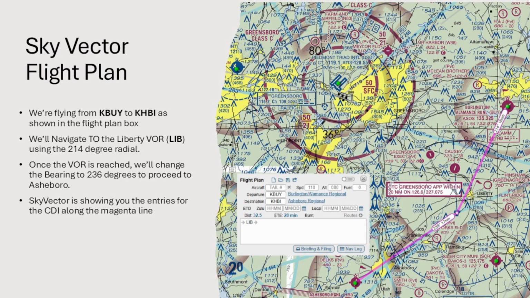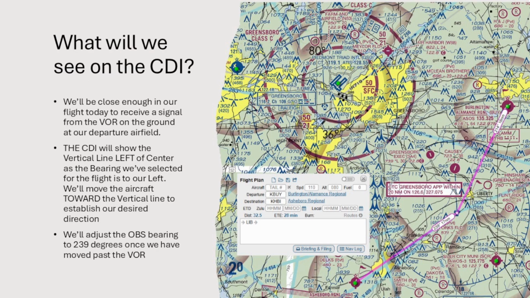So again, not going to belabor the point on that. Also, what are you going to be seeing on the CDI? In this particular case, we are so close to the Liberty VOR that as soon as you key in the frequency for the VOR, you're going to see the course deviation indicator change and then start displaying information. You'll also be able to hear the Morse code from the VOR if you turn that audio portion on as well. Again, just trying to give us a little bit of visualization here.